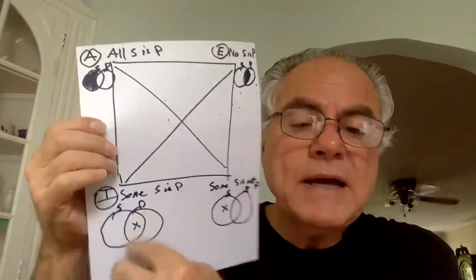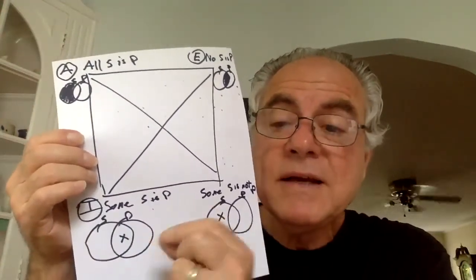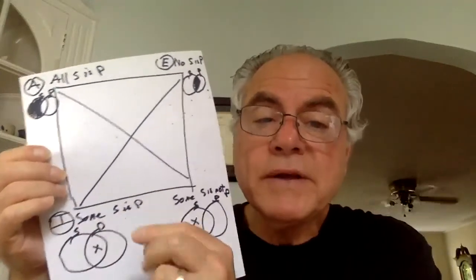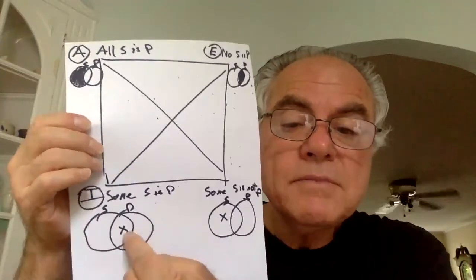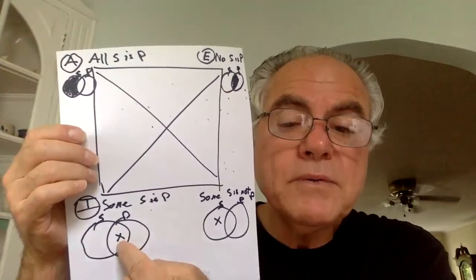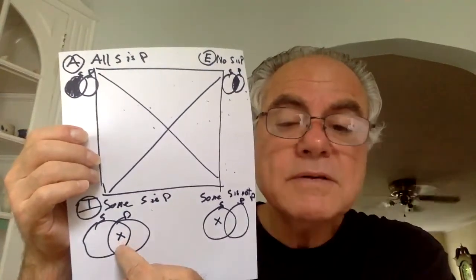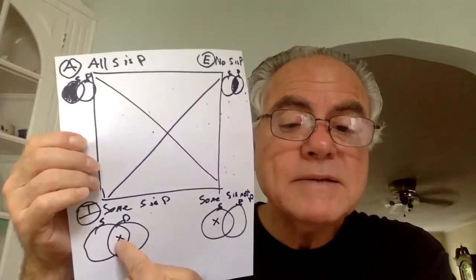Now later on, when we add a third circle, it's going to get more complicated. Sometimes you have to even put it on the line because it could go one way, it could go another way. That's going to be a little more tricky, but don't worry about that now. Just remember, if you say some S is P, then you put it where the S's and P's cross, in that space, not on the line, in the space.